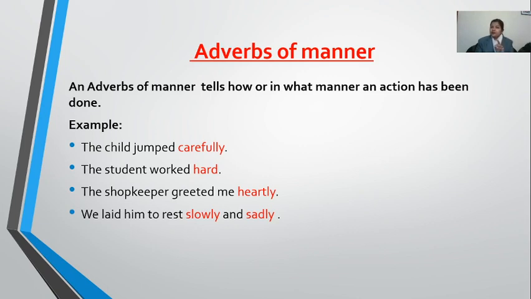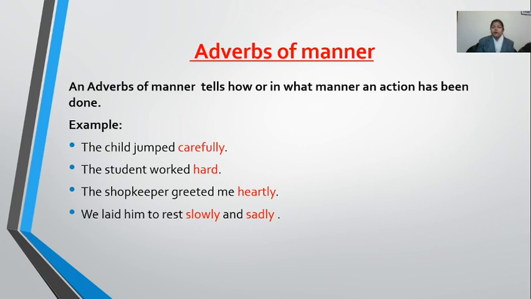So pay attention, class. I am using the word "how" to find out the adverb of manner. If you ask the question with how and get an answer, that answer is your adverb of manner. If you use any other question word and get an answer, that is not your adverb of manner. That will be any other type of adverb. For adverb of manner, you are using only and only how.